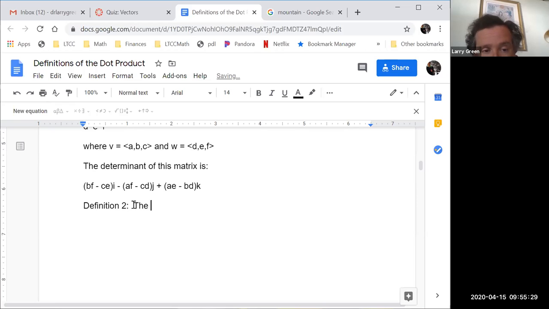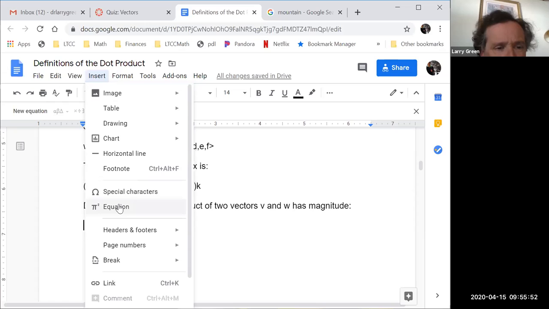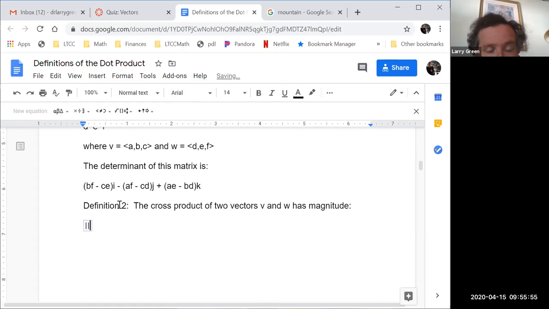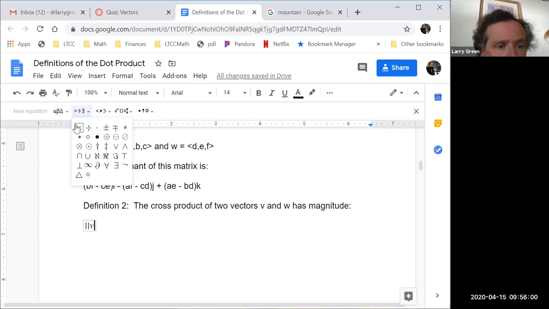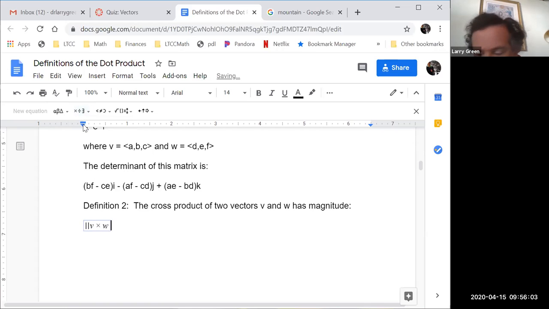Okay, so the cross product of two vectors, V and W, has magnitude. So let me write this down. The magnitude of V cross W is equal to, well, it turns out it's real similar to the dot product.